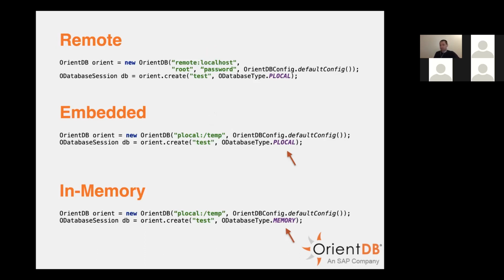And you can do the same with memory. So you don't want a physical database, you just want a memory-only database. You change the database creation, and you have an in-memory database. Same APIs, same features, same everything, same query language, the same thing. It's completely transparent. That's huge when you have to do testing, for instance.